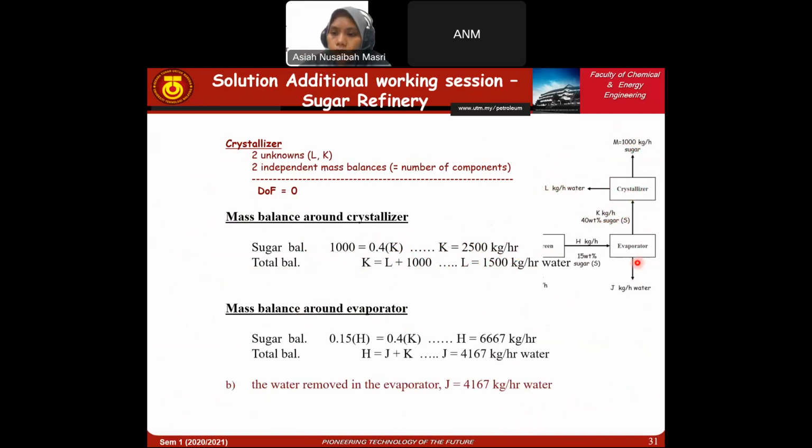Then we go down. Because remember just now the evaporator DOF is equal to 1. Because we have solved for K, now DOF becomes 0. So we can start with the balance. We do the sugar balance.